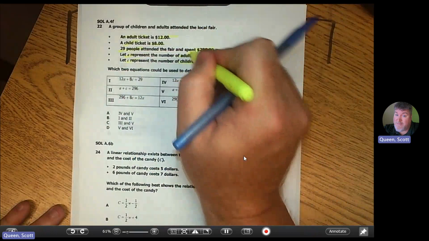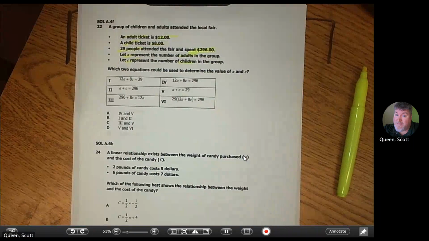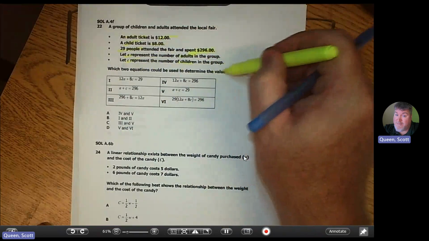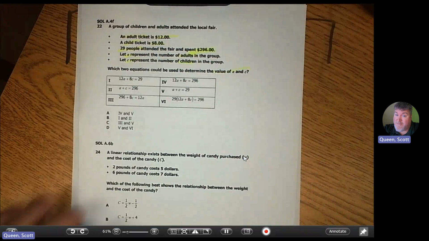Why do you think they put A for adults? Yeah, first letter. C for children, C with a C, right? Okay, so I need to know all that. Now think about this for a second. Which two equations could be used to determine the value of A and C? Look at our answers real quick.